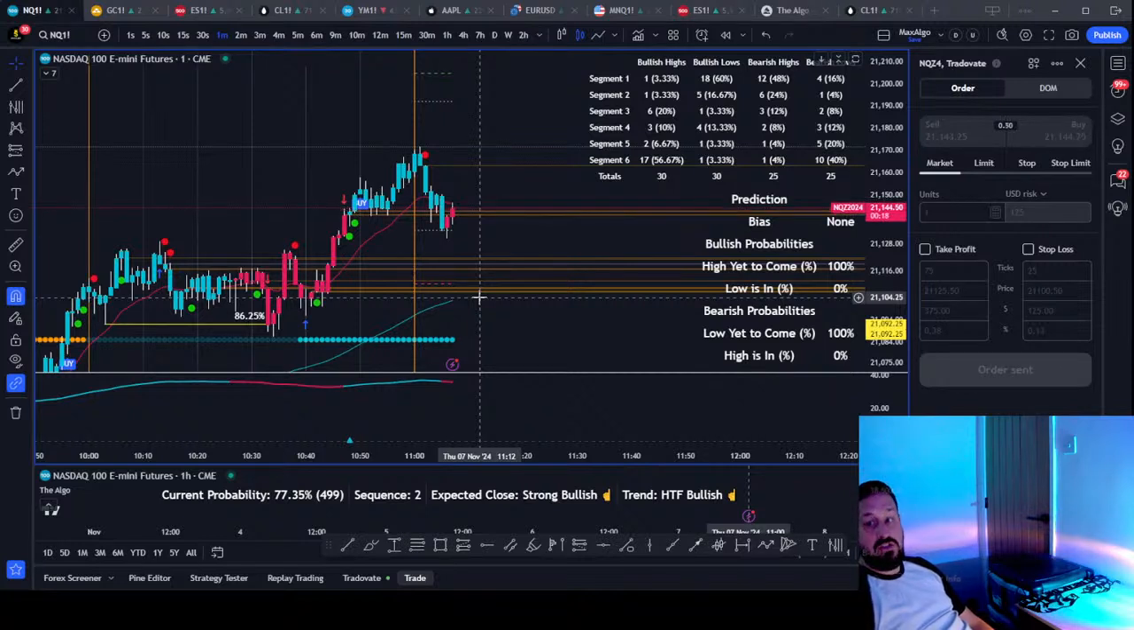Higher time frame is just higher time frame. That is not defined by a specific time. It is just overall.